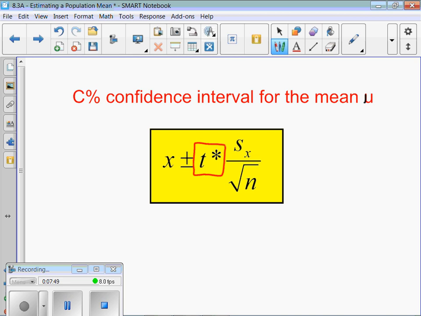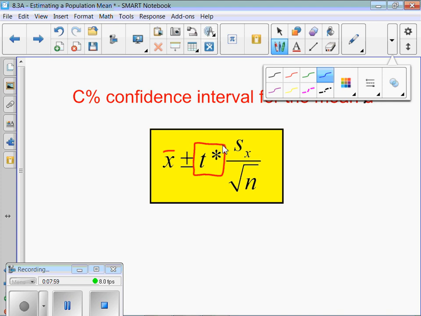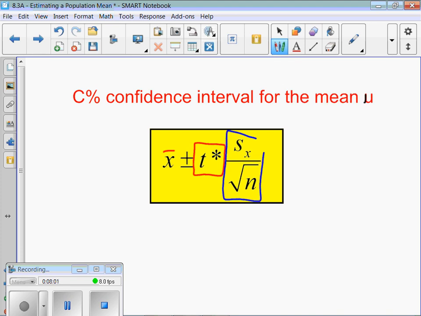This should say x bar plus or minus t star times S sub x all over the square root of n. Okay, just a reminder that this piece right here is called the standard error. And this entire part right here, anybody know what that's called? Same as before. Margin of error. So whatever you're adding and subtracting, the total of that is your margin of error. So we're going to talk about how to find t star.